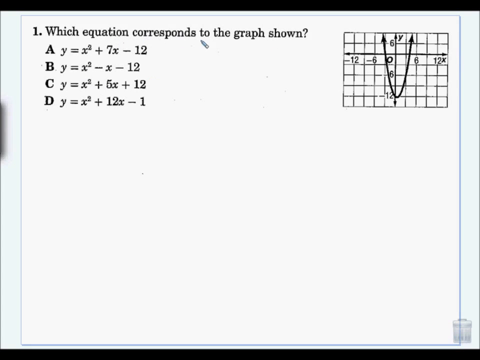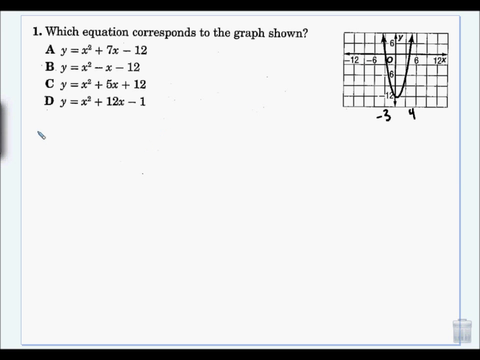Which equation corresponds to the graph shown? There's really two ways to do this. First, we want to look and see what our intercepts are. So it looks like they're going by threes. If this is 6, that's 3. So this one is probably at -3, and this one looks like it's about at 4.